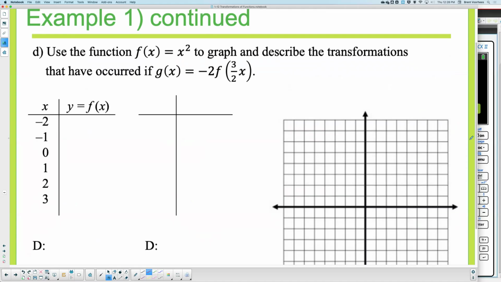What parent function do I give you on D? I'm giving you x squared. So we're going to take each x value and square it. What's negative 2 squared? Not negative 4. Negative 2 times negative 2 becomes a positive 4. Okay, what's negative 1 squared? 0 squared. 1 squared. 2 squared. 3 squared. There you go.